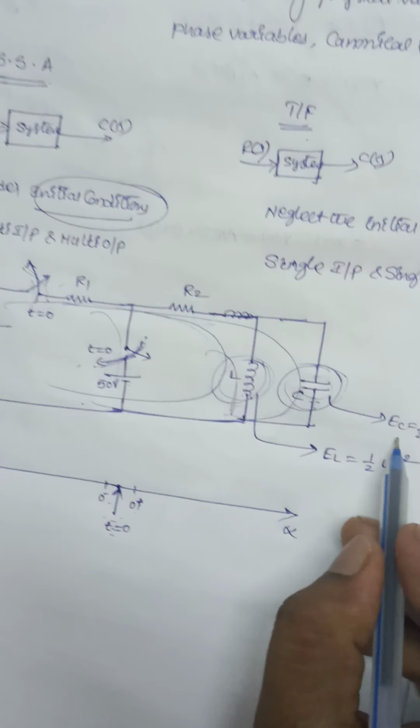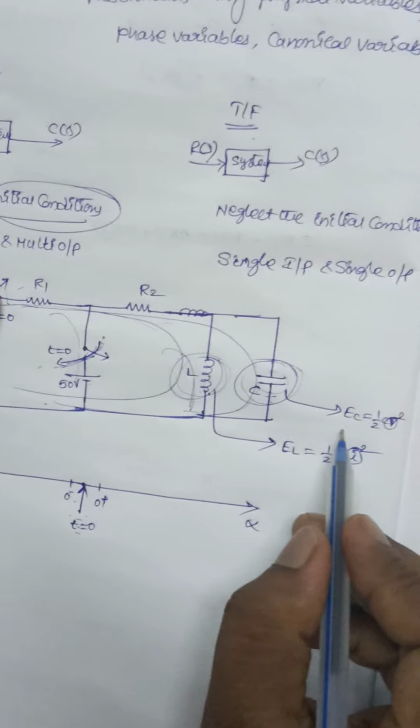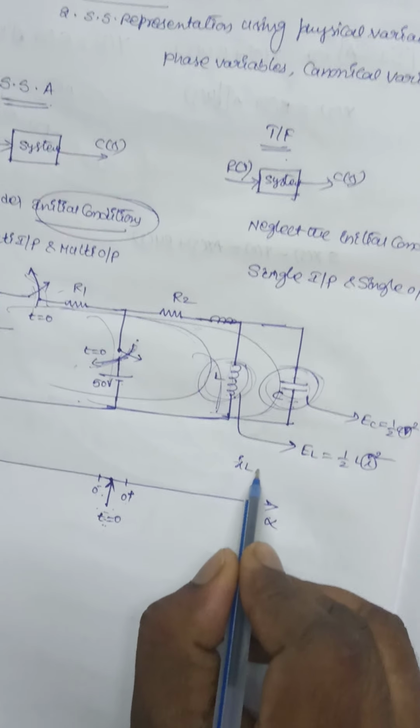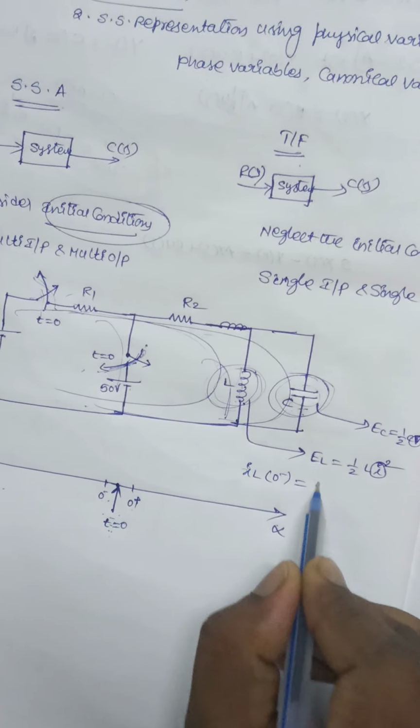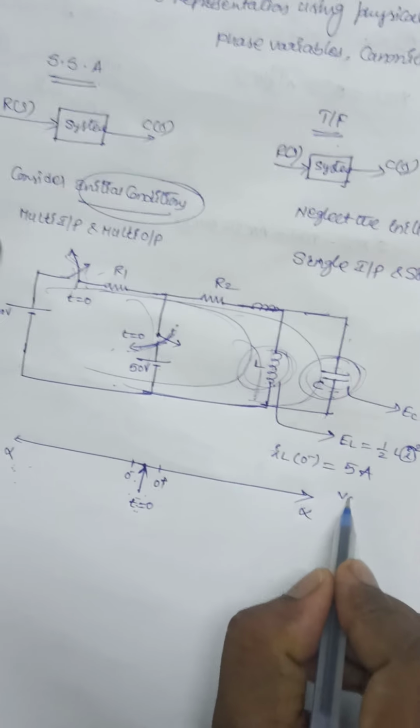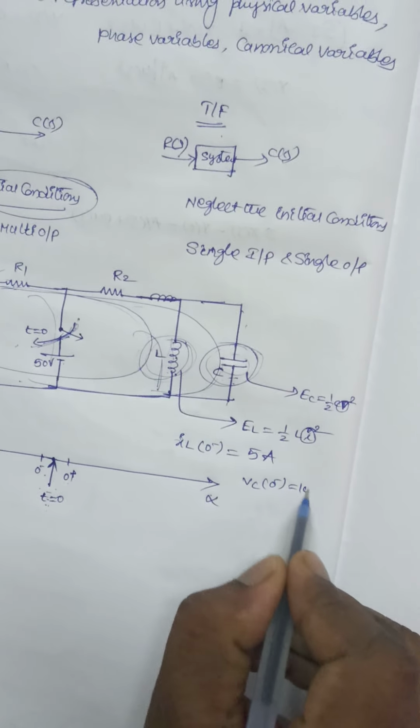That is, let us assume previously, before the switch is on and the switch is connected, the current flowing through this inductor is IL of 0 minus is equal to some 5 amperes, and the voltage across the capacitor is VC of 0 minus is equal to some 10 volts.